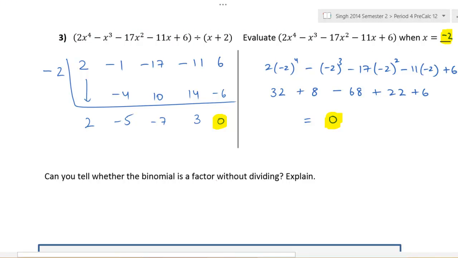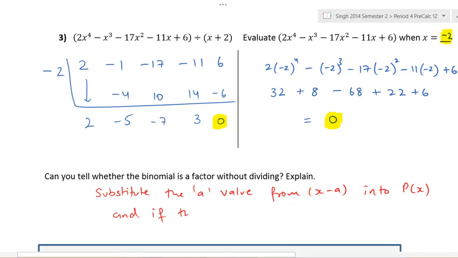So how can we tell whether a binomial is a factor without dividing? Well, we can use this idea on the right. We can substitute the a value from x minus a into the polynomial p of x, and if the remainder is 0, then it's a factor.